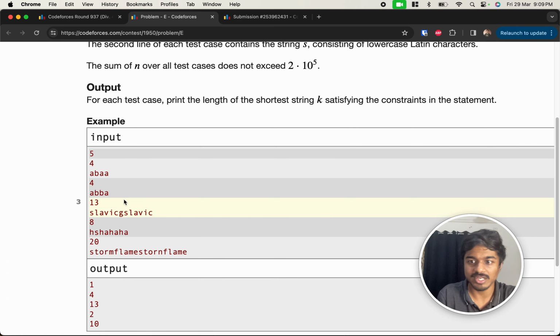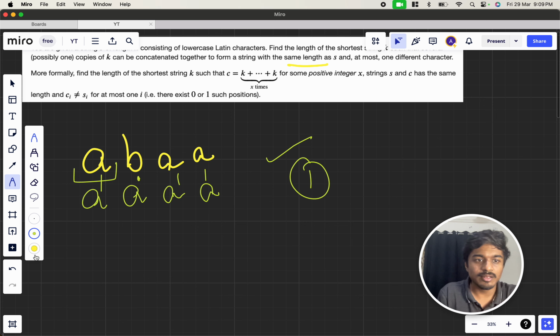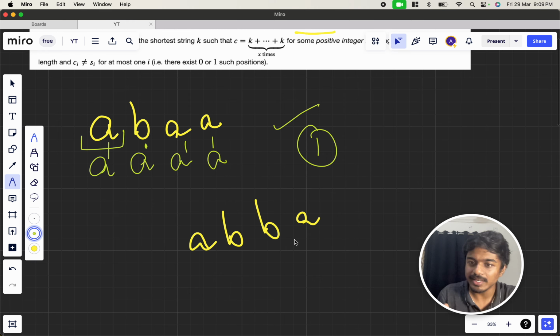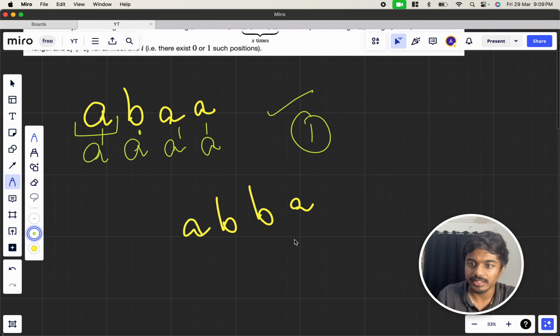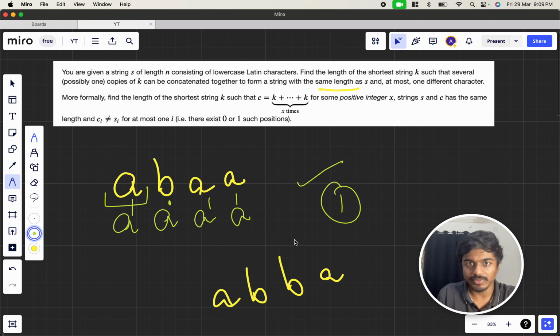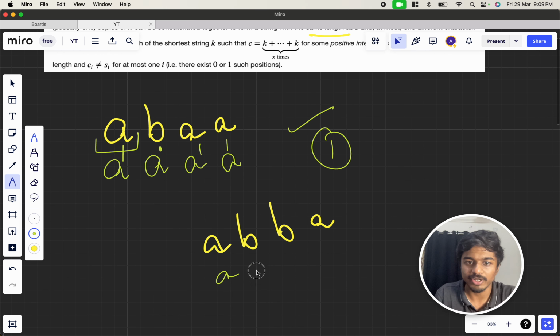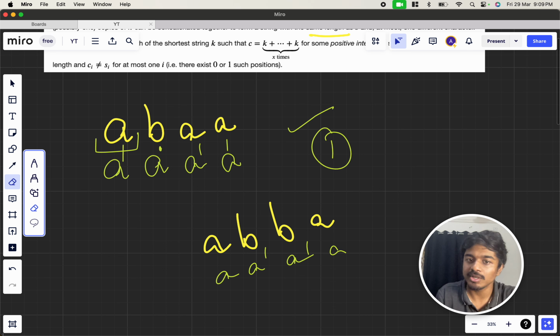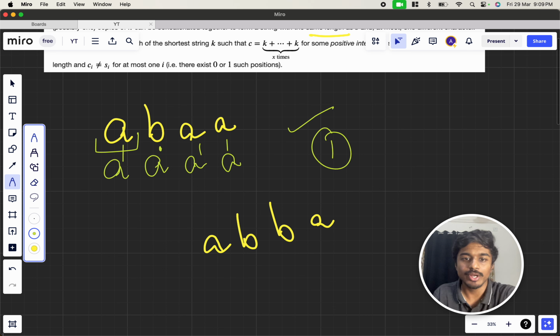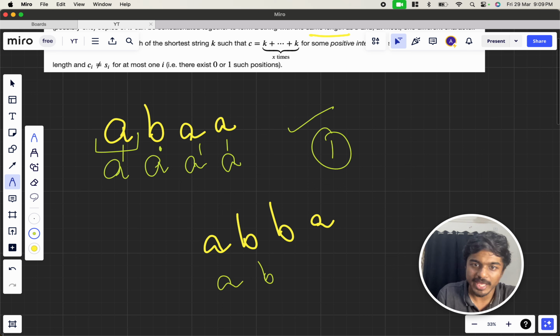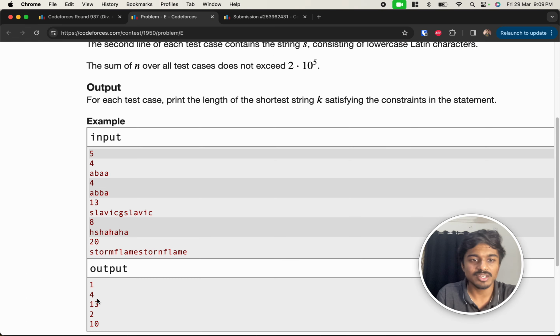Now let's try A, B, B, A. Here there is no substring that we can concatenate to form a string of the same length with at most one different character. If I do A, A, A, A, there are two different characters, right? If I do B also, there are two different characters. So what do I do? Instead, I take the whole string as the substring, of length 4, so that the number of different characters is 0. So the minimum substring length is 4.